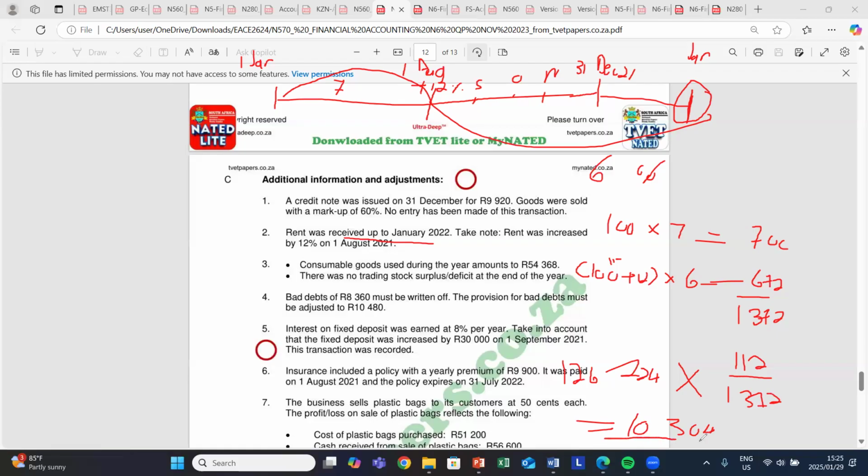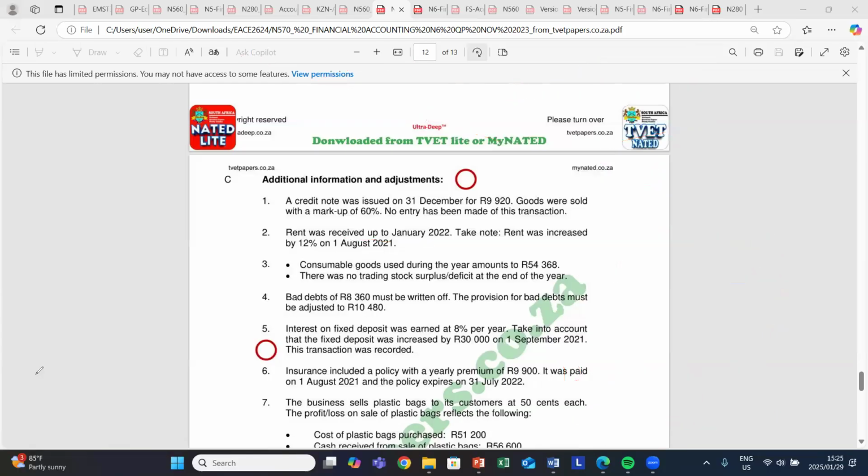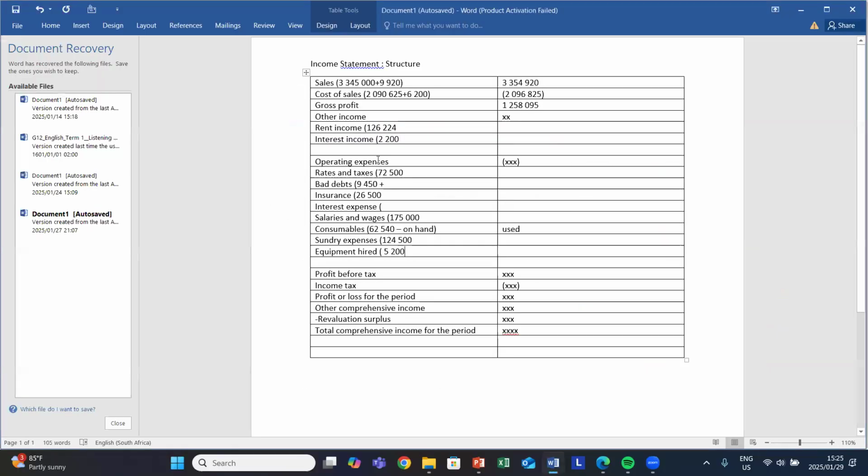So it simply means that your rent for January will be 10,304. Was it clear? Do you have any questions? Okay. Therefore, we'll minus 10,304 in our rent. Where is rent? We'll say minus 10,304. And then we'll close our bracket.